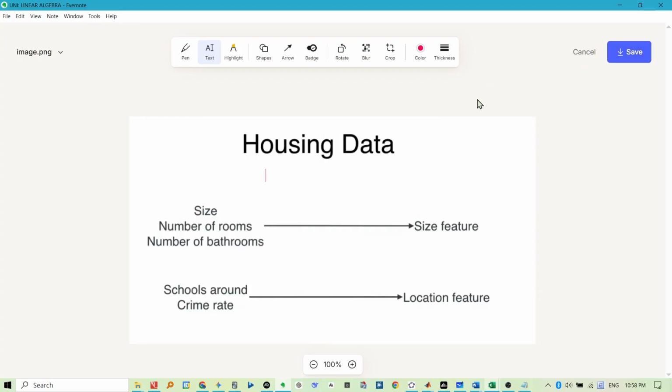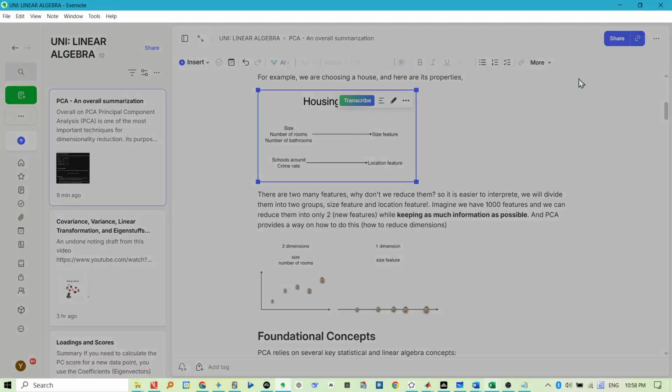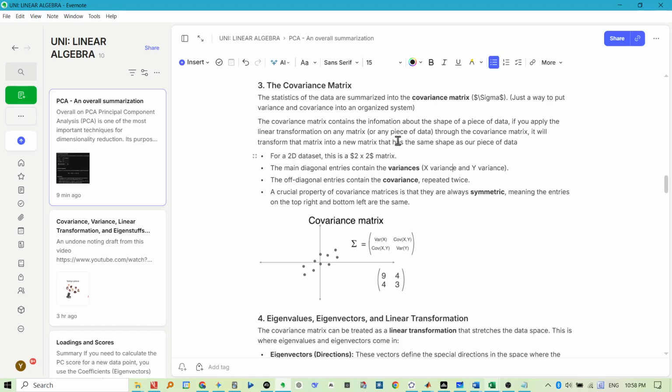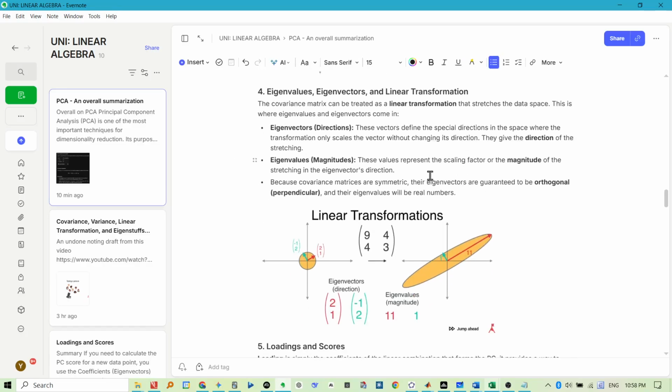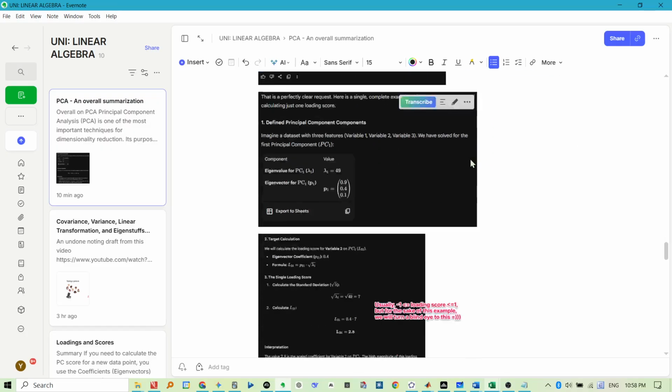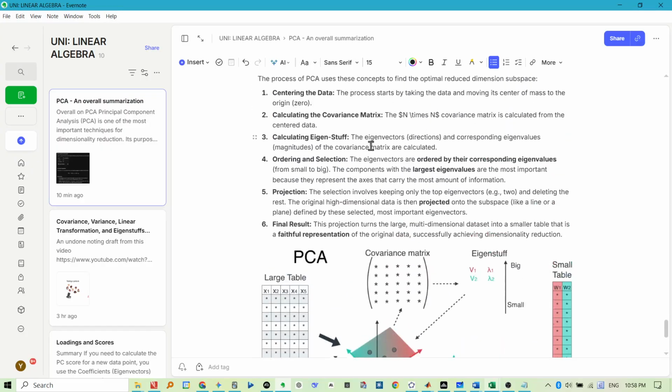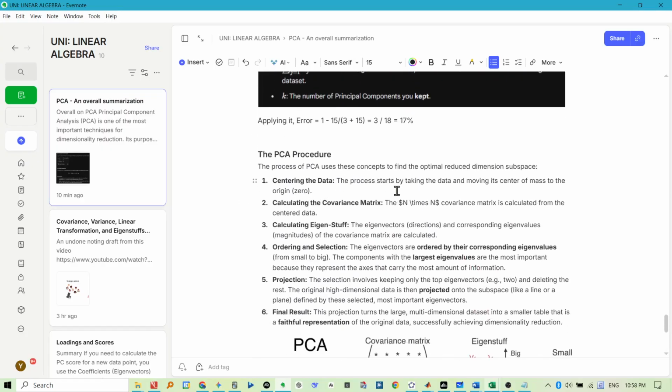I will make a separate note on this topic. Not a separate note, but I will add some notes on this topic later on. Now I will go into the main meal, the PCA procedure.